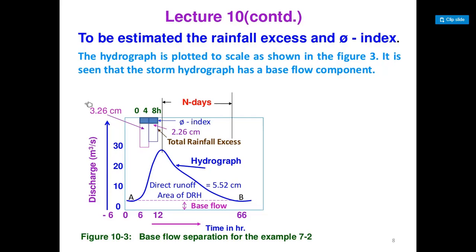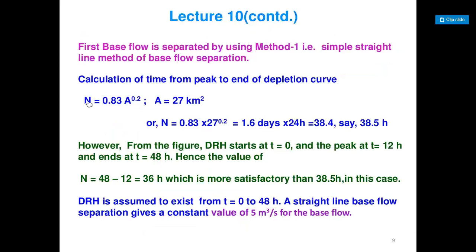Time in hours is on the x-axis and discharge in meters cube per second on the y-axis. Here minus 6, 0, 6, 12, up to 66, and here 0, 10, 20, 30, so the interval is 10. Here, guys, N is the number of days. Here 3.26 centimeter is for 4 hours, and 2.26 centimeter is the total rainfall excess. So A to B is the base flow. Direct runoff is 5.52 centimeter, the area of the DRH.